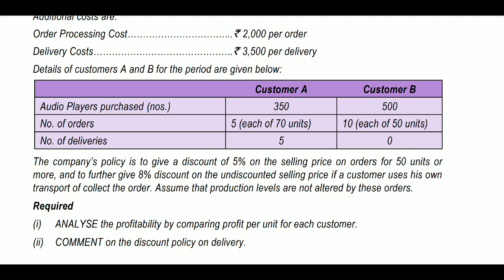Next, from this we have got quantity, that is number of units, 350, 500, and sale price 5400, and variable cost 4200, and delivery cost will be 3500 into 5, and order cost we will get 2000 into 5 and 2000 into 10. For each customer we got this much information as of now.